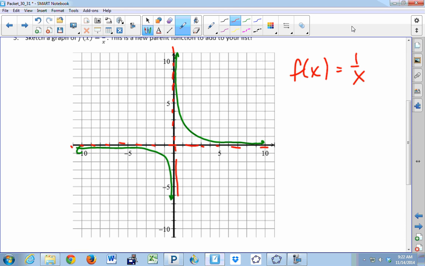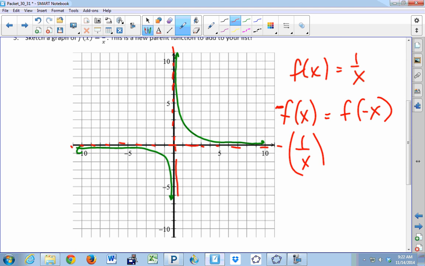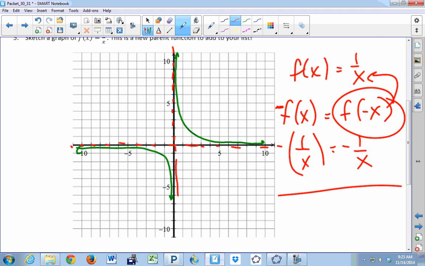Origin symmetry, odd symmetry, because the opposite of f of x equals f of the opposite of x. Here's f of x, and I put a minus sign out there. Now to evaluate f of negative x, I put a negative x in there, and this is what I get. They're equal, so it's origin symmetry. If I put a 1 in here, I get 1. If I put a negative 1 in here, I get the opposite of 1, negative 1. So this definitely has origin symmetry, odd symmetry.